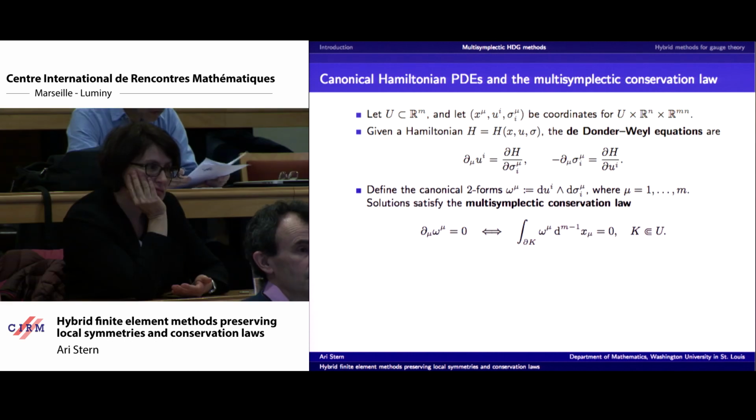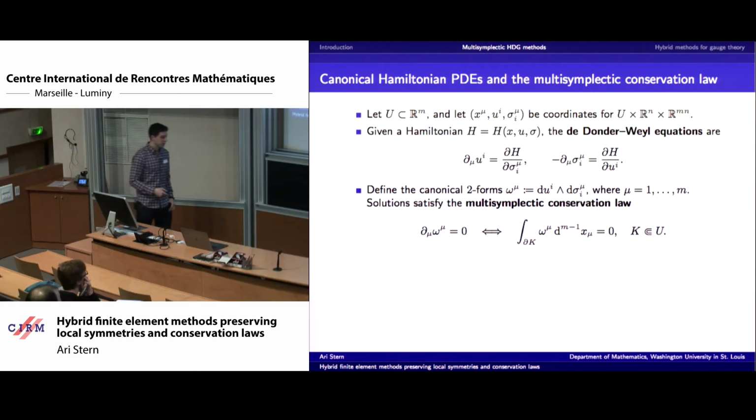And I can define the following canonical two forms. So this is part of why it's sometimes called multisymplectic or polysymplectic. Instead of just a single two form, dq_i wedge dp_i, I have this collection of them, one for each space direction. So it's du_i wedge d sigma_i^mu for each mu from 1 to m.